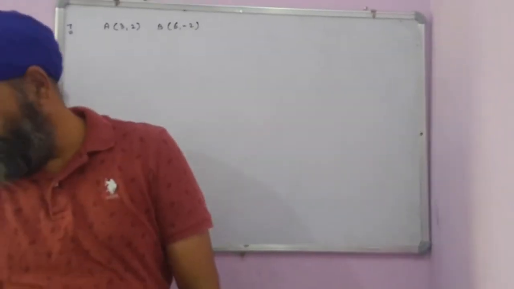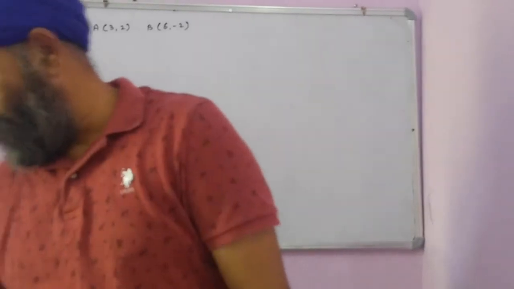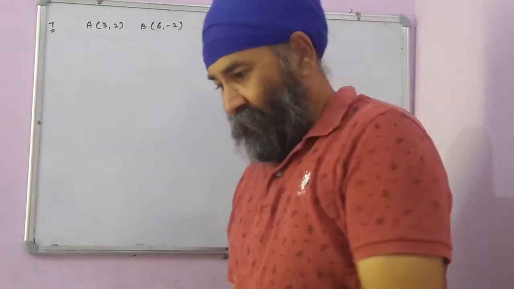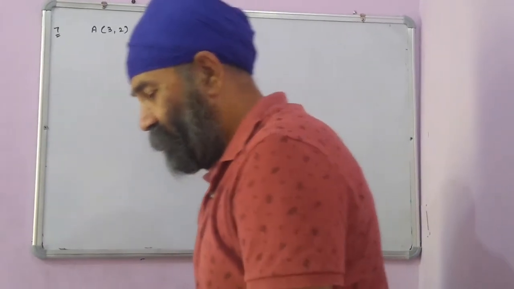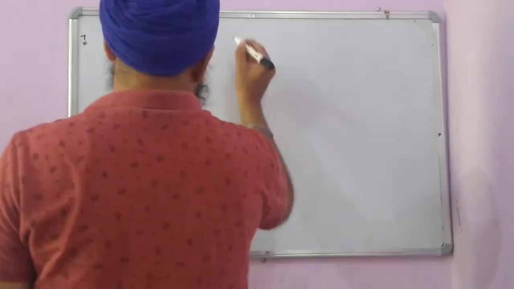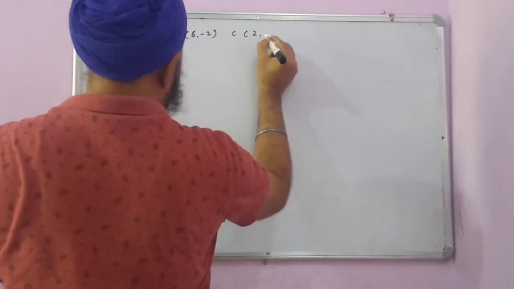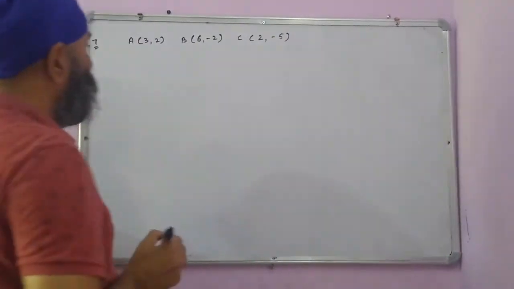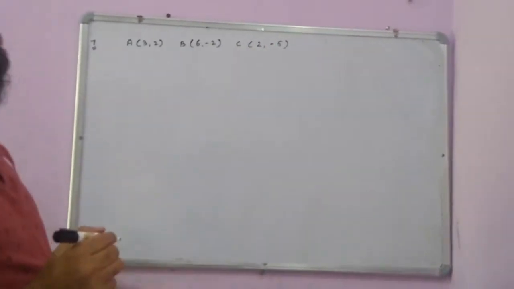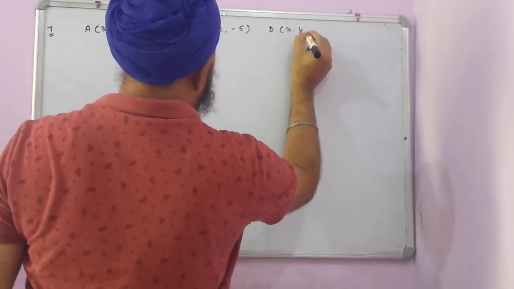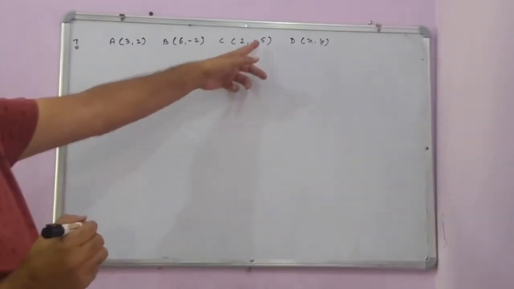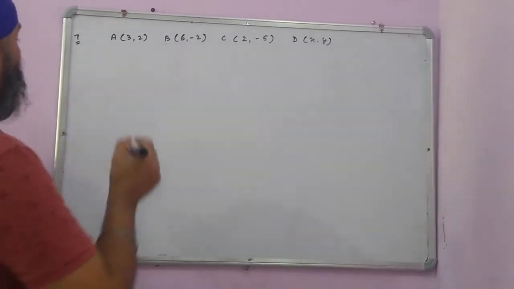So I am to solve question number 7. I am given 3 points A (3, 2), B (6, minus 2), C (2, minus 5). I have to show that these can be the vertices of a square. Point D, I take x, y. First I have to take these 3 points only for the first part.